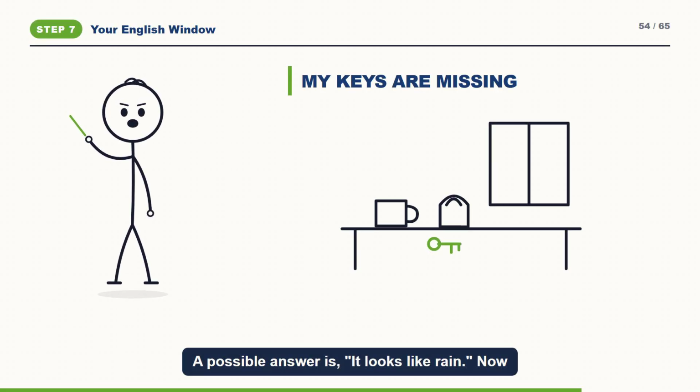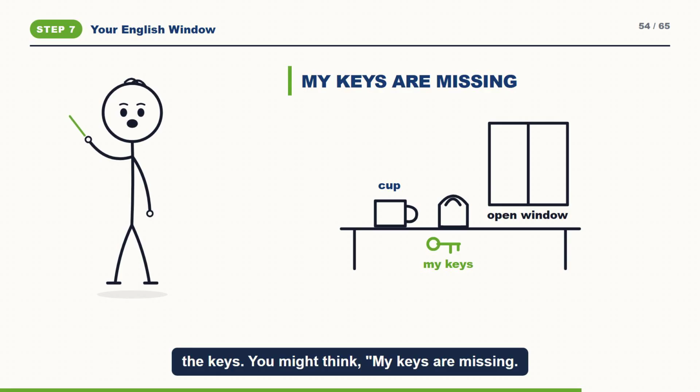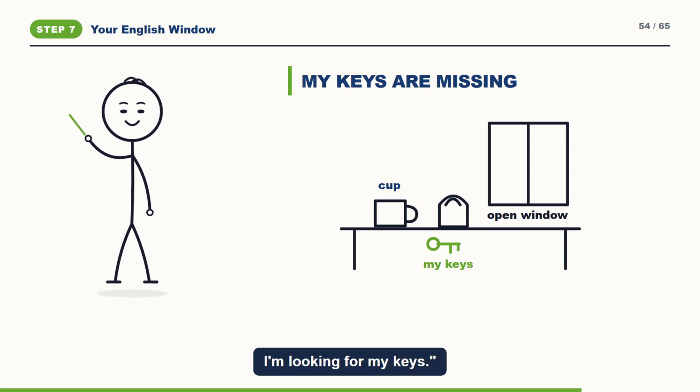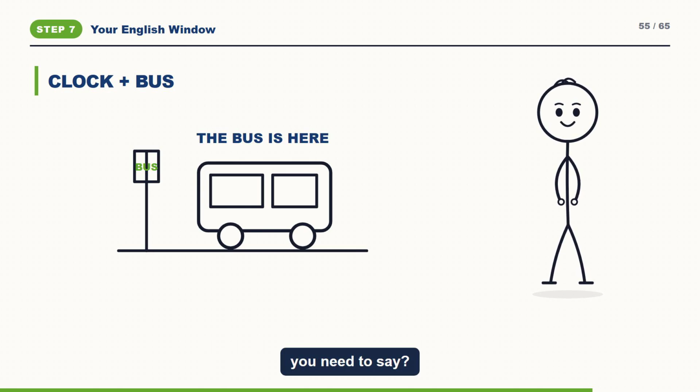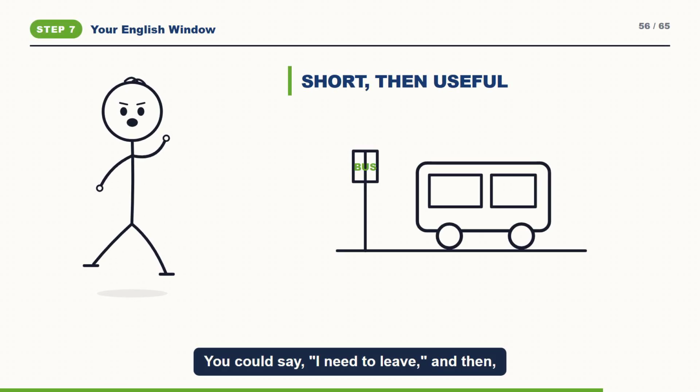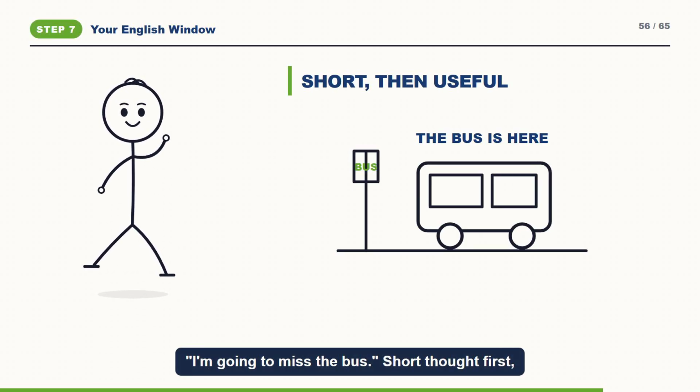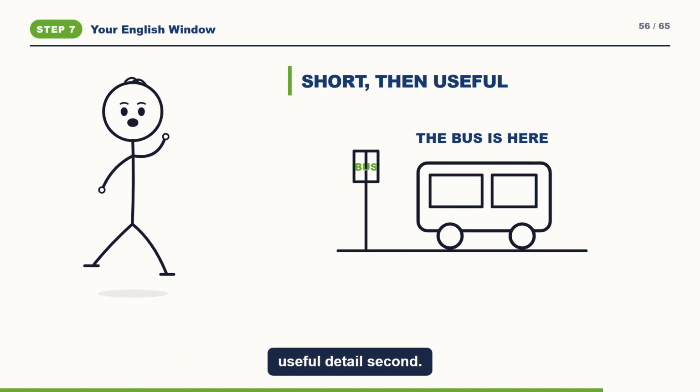A possible answer is, it looks like rain. Now the keys, you might think, my keys are missing. I'm looking for my keys. Look at the clock and the bus time. Add the detail that matters to your plan. What do you need to say? You could say, I need to leave, and then, I'm going to miss the bus. Short thought first, useful detail second.